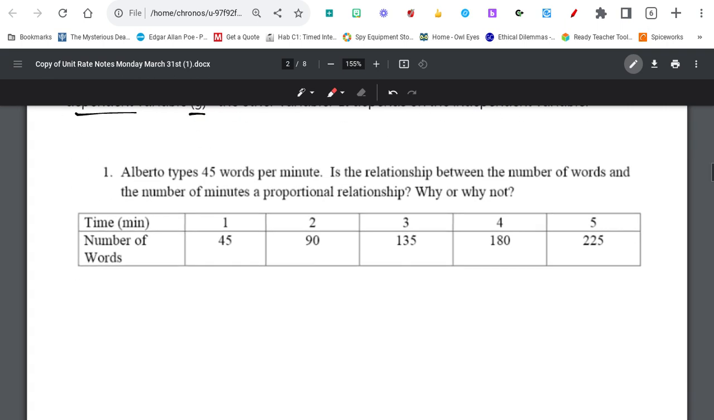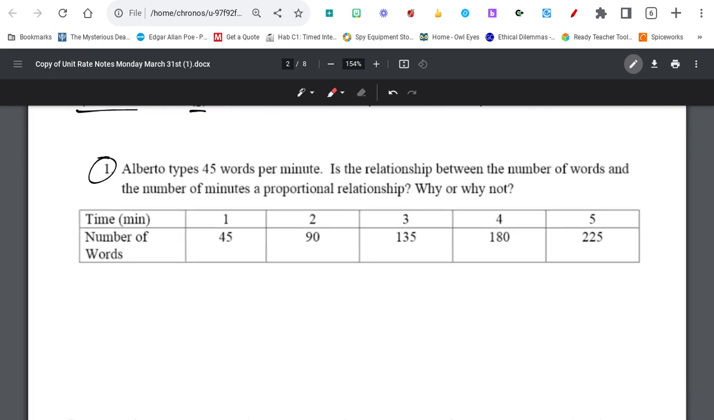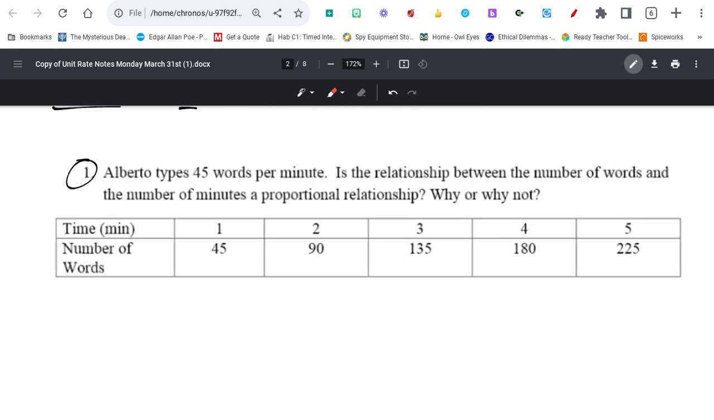All right, so I want to see if this is going to be a proportional relationship, whatever it's talking about in one. So let's read it. Alberto types 45 words per minute. So I have two units. One is words, the other one is minutes. Now I'm going to talk about which one is independent and which one is dependent. You all know before you can type a word, some time must go by. So time must happen first. That is our independent variable. Therefore, this one is our y, or our dependent variable.